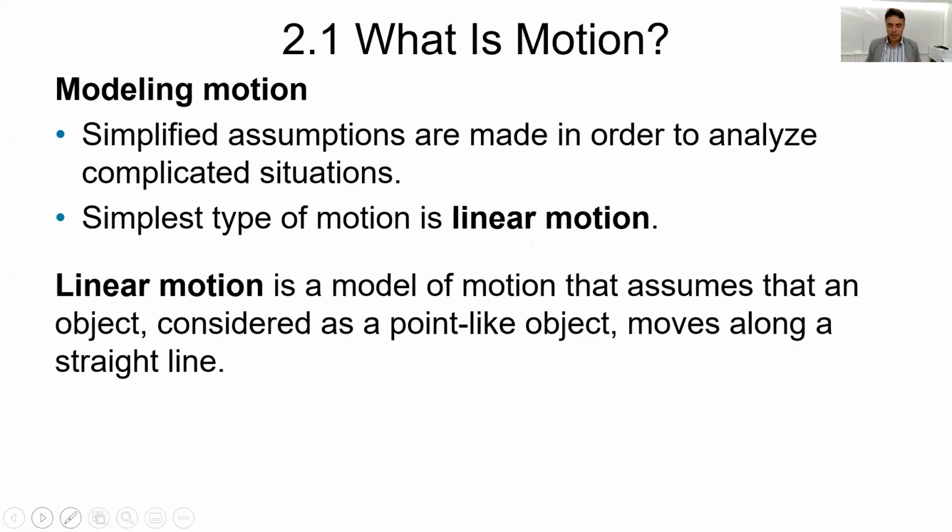Some simplifying assumptions are made in order to analyze complicated situations. In chapter 2, we're doing a lot of linear motion. Linear motion is a model of motion that assumes, first of all, that the object is moving as point-like, and that it's moving along a straight line, so it's not turning. And that's sometimes pretty close to the case.